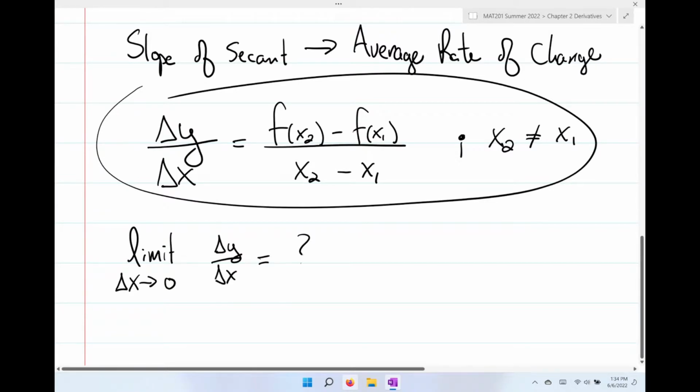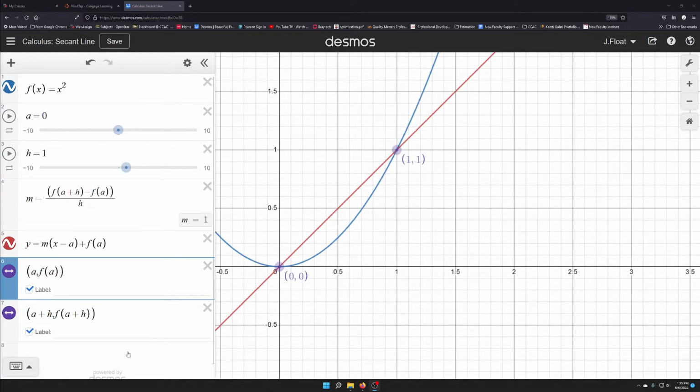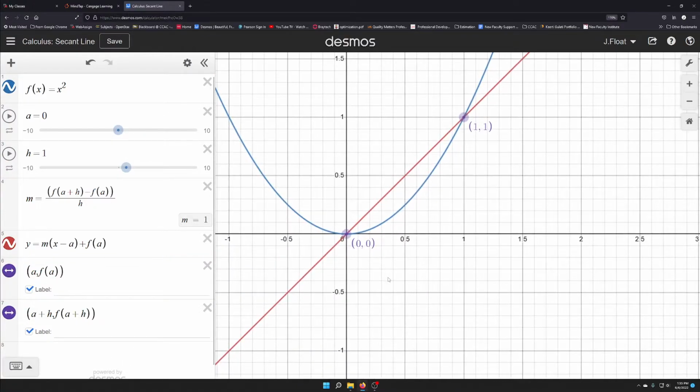Like, what happens? So I think it's always good to show you what's going on. All right, so here I have a nice little demo going on, and I'm going to explain what this is in a second. So here's my demo right here. I'm a big fan of Desmos. It's free. You can get it on your phone. So go ahead and do this.